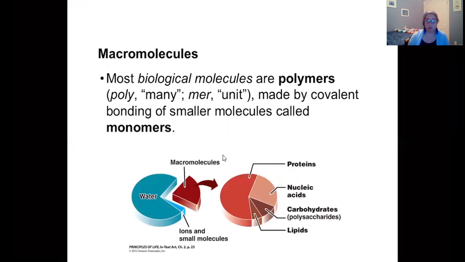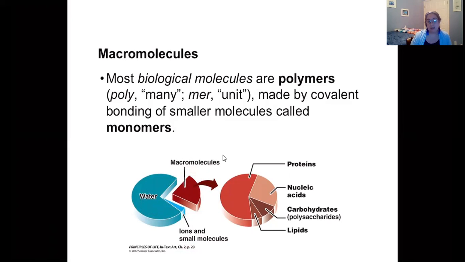So macromolecules are polymers made by covalent bonds of the smaller molecules called monomers. And what they're showing you here is the makeup of living organisms. Let's say that this is a human. You can see that they are mostly water. There are small percentages that are ions and small molecules, but it's these macromolecules that make up a large portion of the organism as well. Not as much as water, but still a good chunk.